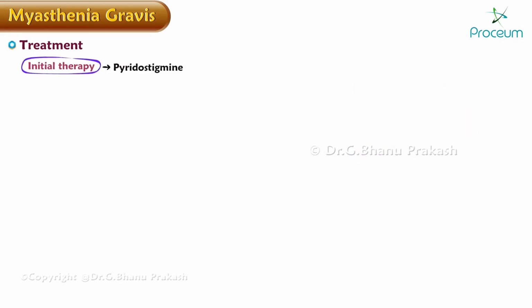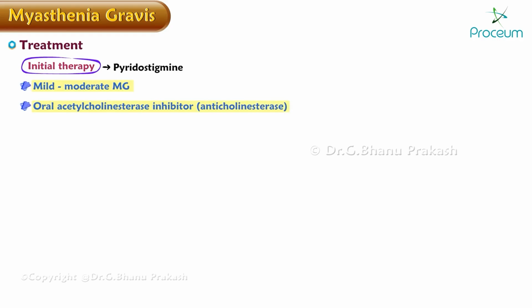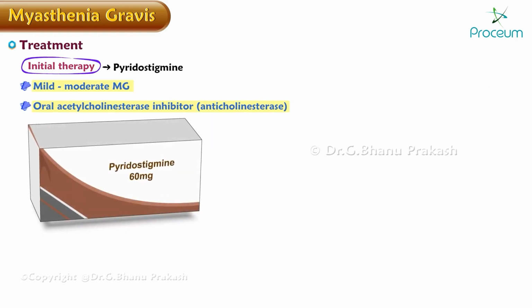Initial therapy. Pyridostigmine. The initial therapy for most patients with mild to moderate myasthenia gravis is an oral acetylcholinesterase inhibitor, that is, anticholinesterase, usually pyridostigmine. Neostigmine is available in an oral form, but is not commonly used. Pyridostigmine is available as scored 60 mg tablets and as a liquid formulation.